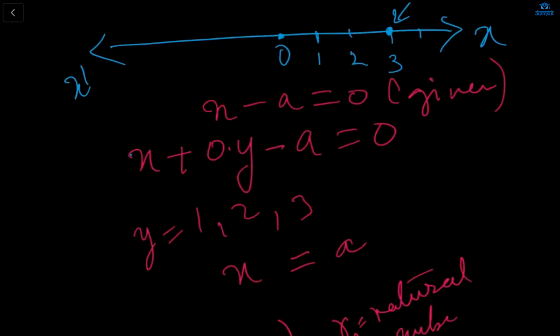This 0 dot y means this 0 is the coefficient of y. So we are assuming that the coefficient of y is 0. That's why y is being neglected, because that whole term becomes 0. So if I put 0 dot y in this equation, x minus a is equal to 0, nothing will be changed.